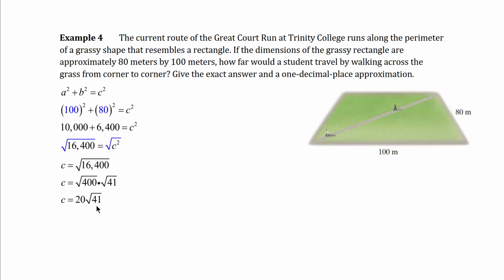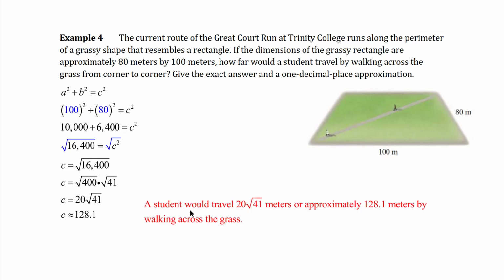Next, the problem also wants a 1 decimal approximation, so we just use a calculator to find the value of 20 times the square root of 41, and then round that value to 1 decimal place. I got the value that c is approximately equal to 128.1. Now we could write our final answer. A student would travel 20 root 41 meters, or approximately 128.1 meters, by walking across the grass.